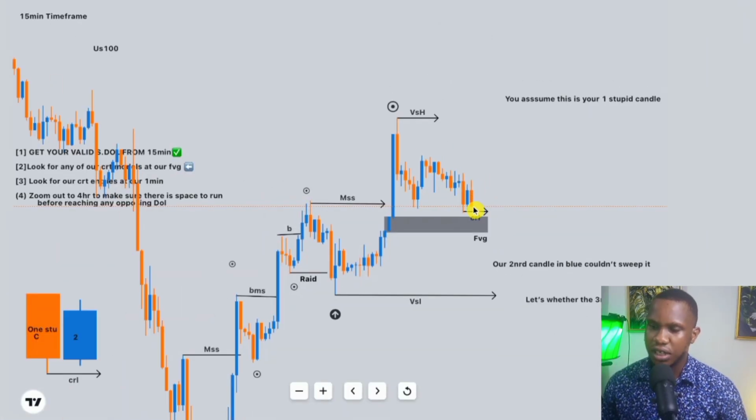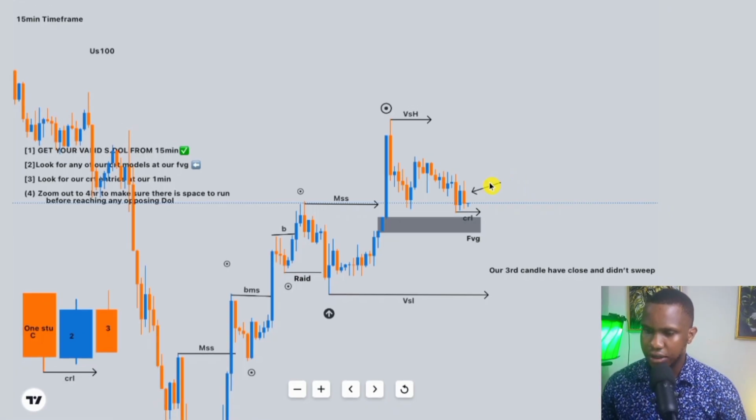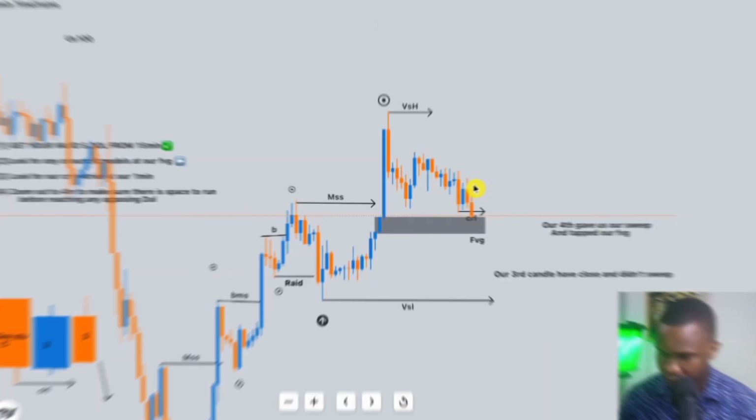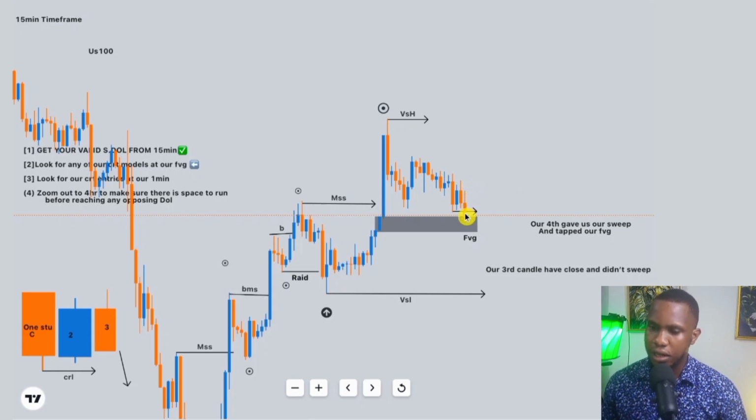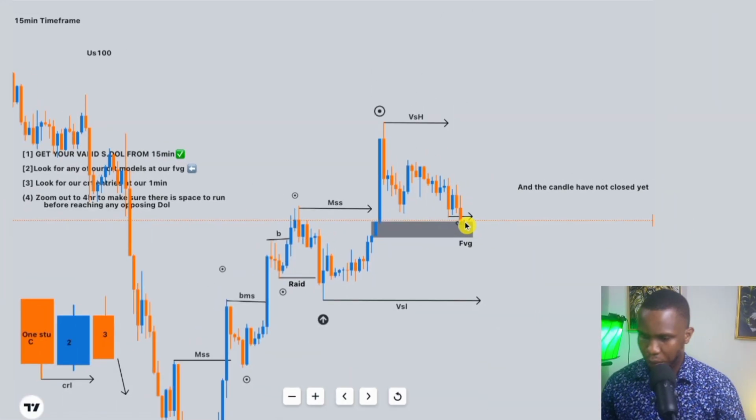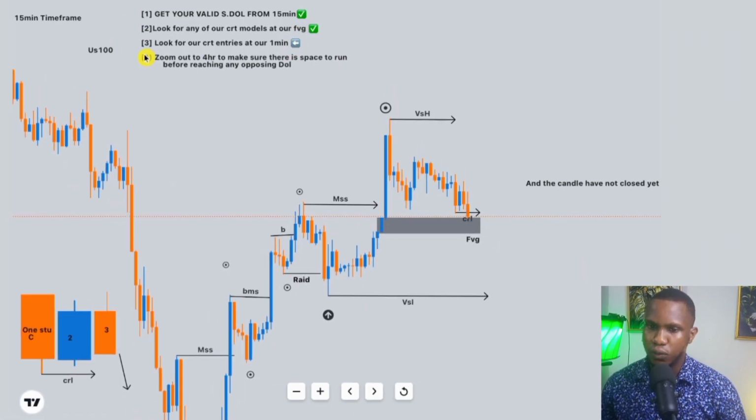Let's see whether the third candle will sweep it. Can you see our third candle has closed but couldn't sweep it? Let's see whether the fourth candle will. Can you see our 4-hour candle swept it immediately and tapped our fair value gap, but the candle hasn't closed yet, so we check that.